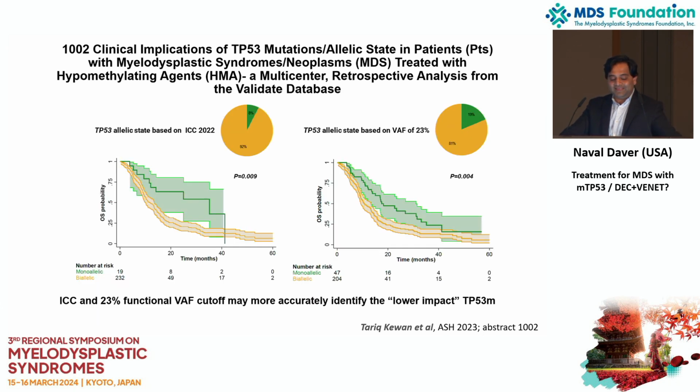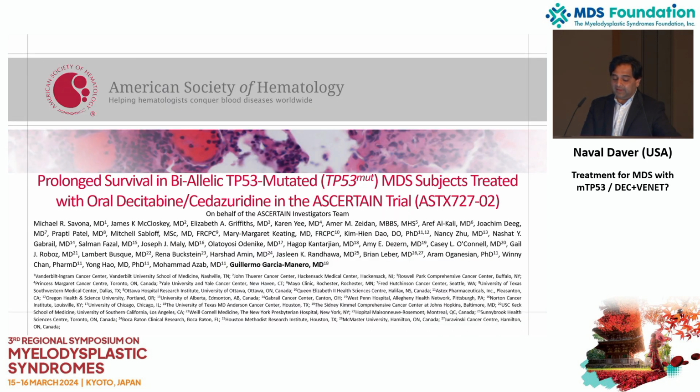However, when you use the ICC, or actually the one Dr. Maciejewski talked about, using a functional cutoff of 23%, you then actually are able to start identifying populations which are small, maybe 10 to 20%, but could actually have a favorable survival. But all in all, with HMAs in general, you are seeing a similar approach and similar outcome as compared to intensive chemo, which actually does better in those with low TP53 and a monoallelic hit.